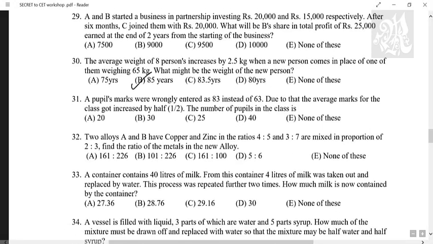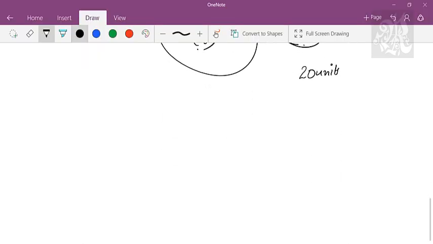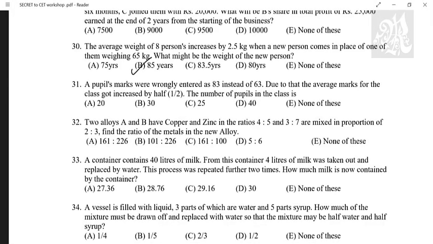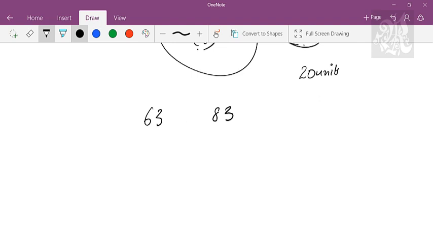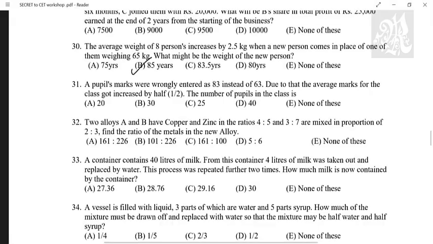Simple as that. So a pupil's mark was wrongly entered as 83 instead of 63. So the actual mark was 63. The wrong entry was 83. Due to that, the average got increased by half. So now because of the increase of 20 marks, everybody got half a mark extra. Now if everybody got half a mark extra because of 20 marks, there will be 40 students, because if there are 40 students and I have 20 marks given to them, they'll get half a mark each extra. So the answer is 40 students. It's as simple as this.